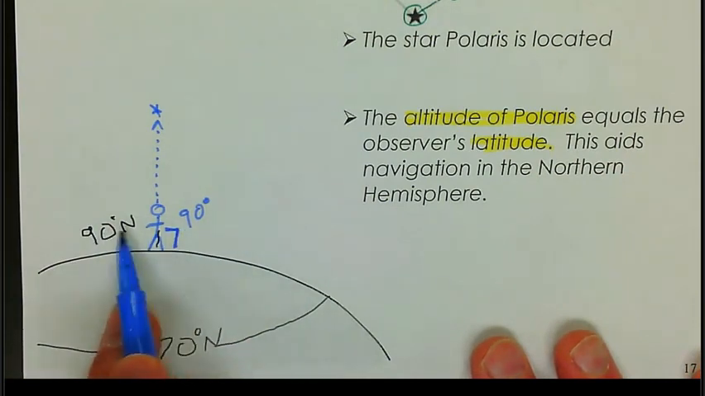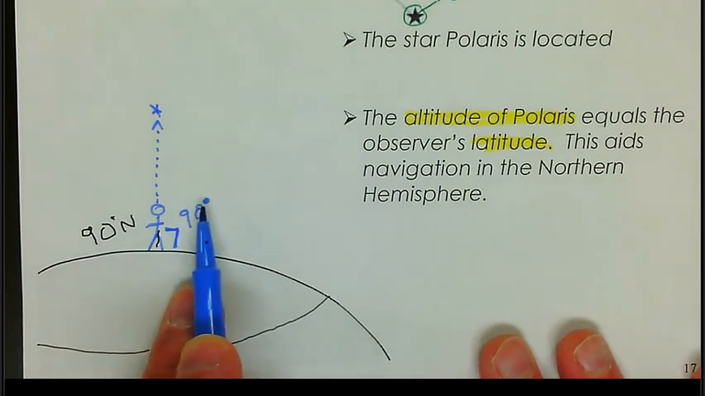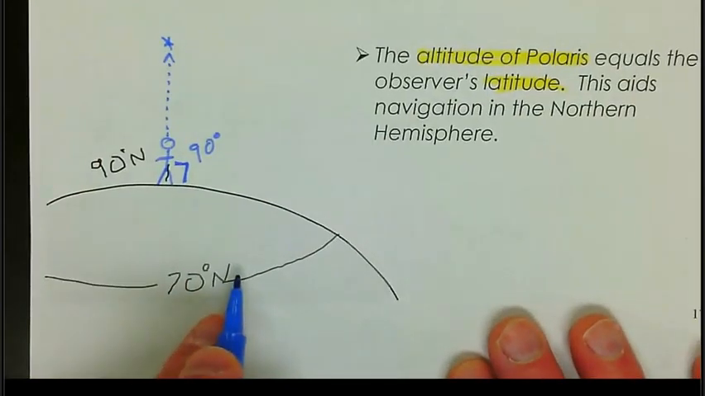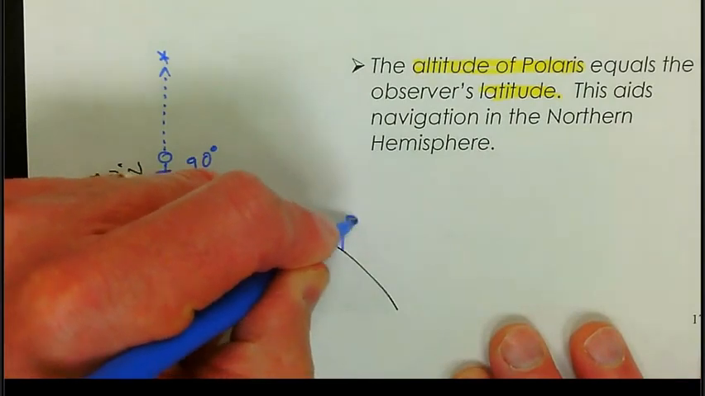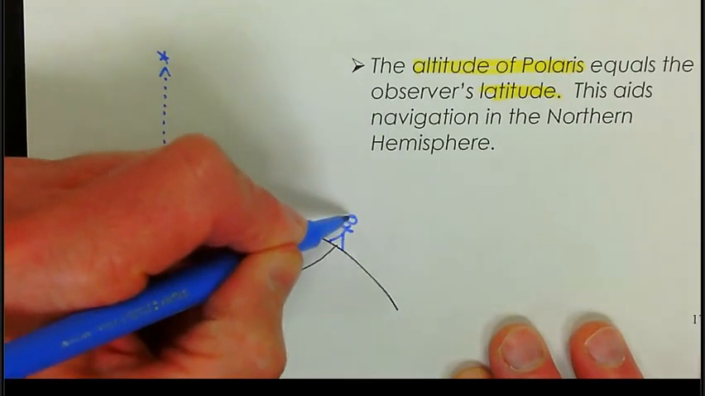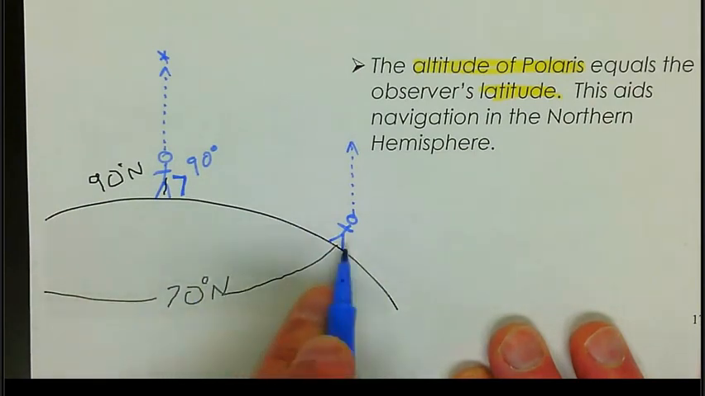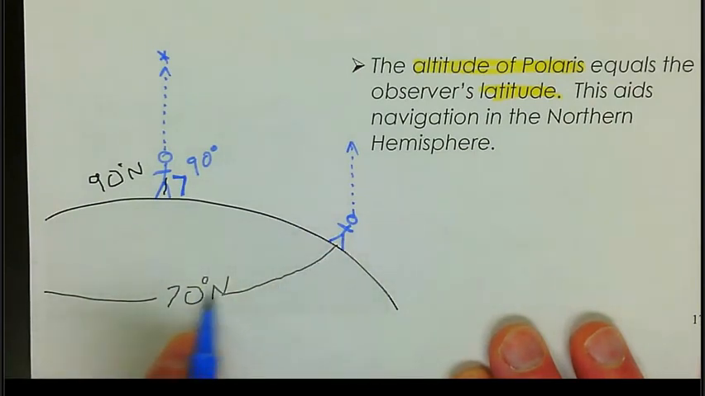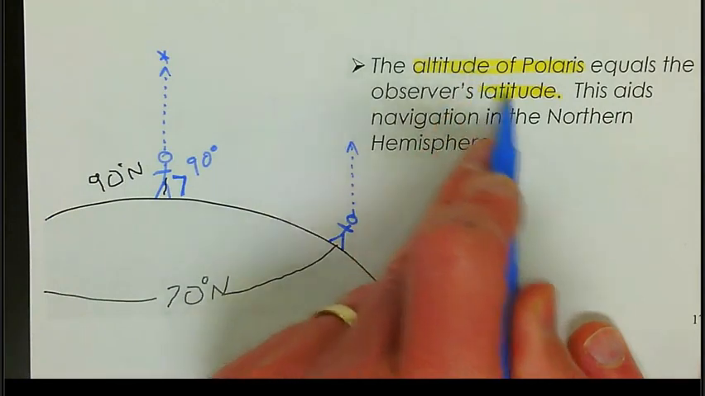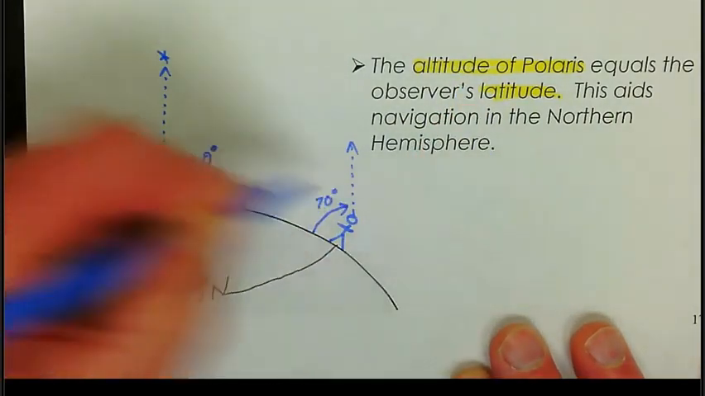There's a difference between them, right? Latitudes have a direction. The altitude or angle does not. Be cautious about that. 70 degrees north. If you're standing right here at 70 degrees north, you don't look up above your head to see Polaris. No, Polaris is in that direction. That's the direction you look to see Polaris. You're standing at a latitude of 70 degrees north. We know that latitude is the same as the altitude, so the angle to see Polaris is a 70-degree angle.